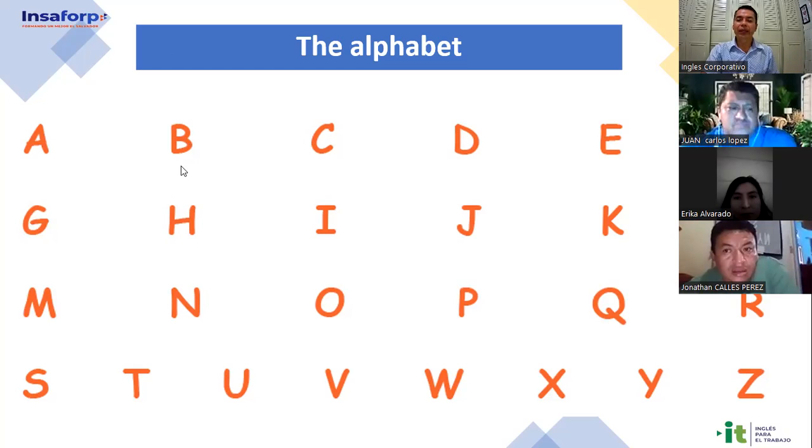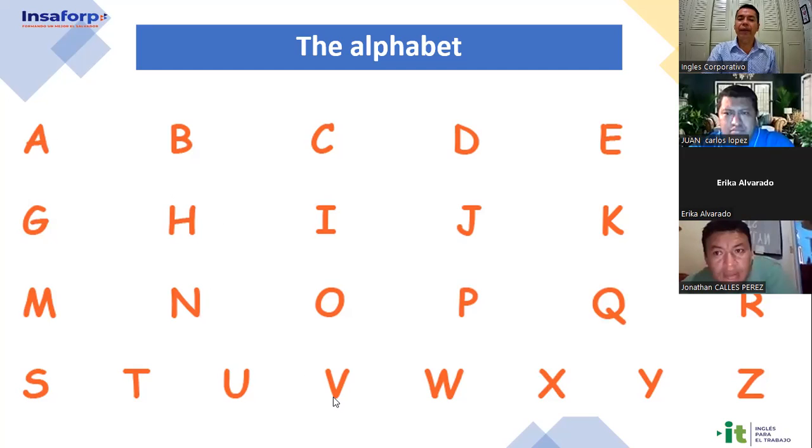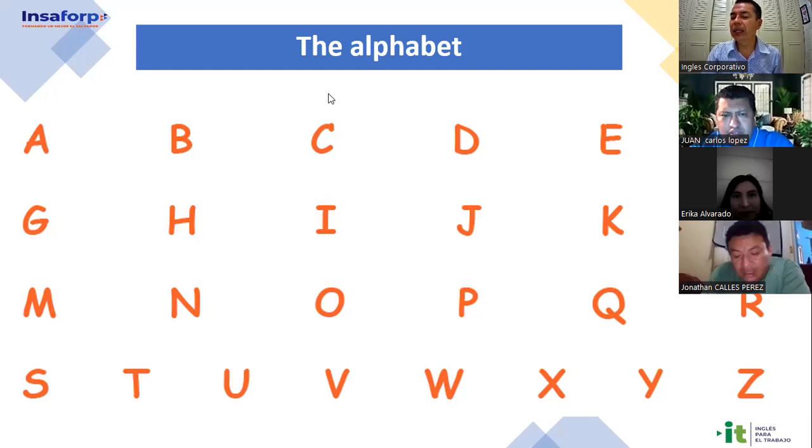Okay, the letter B, B, B. And this is the letter V. Look, V. So this is labiodental, right? Labiodental, so it's the lower lip with the back part of the teeth.